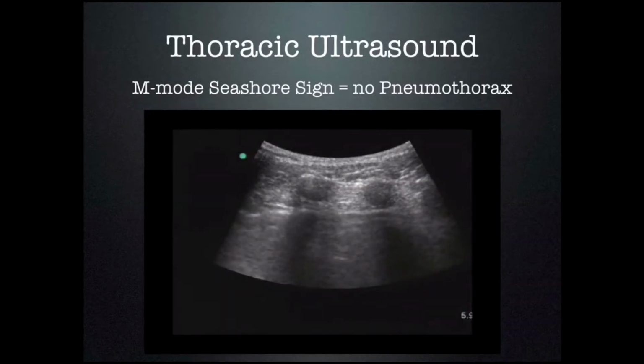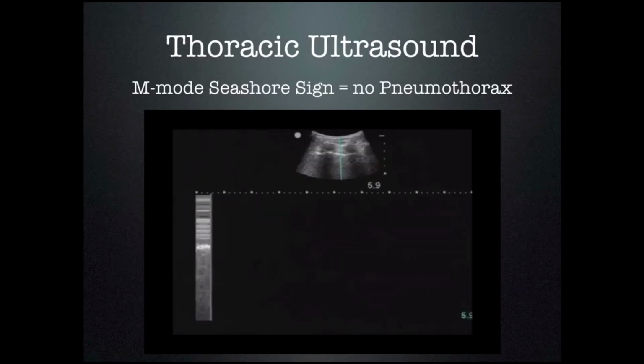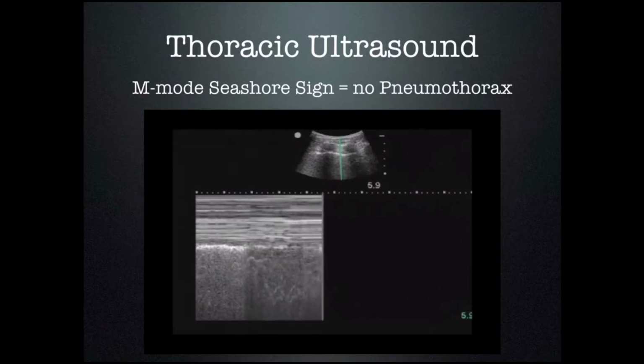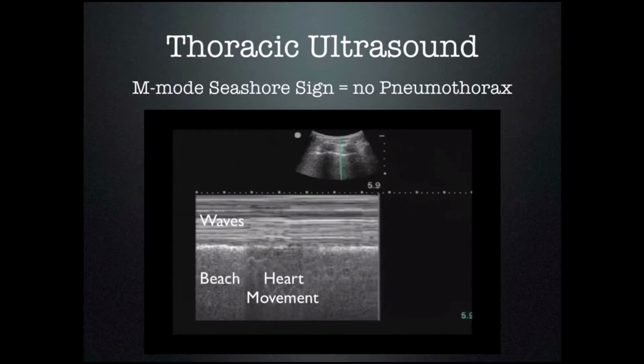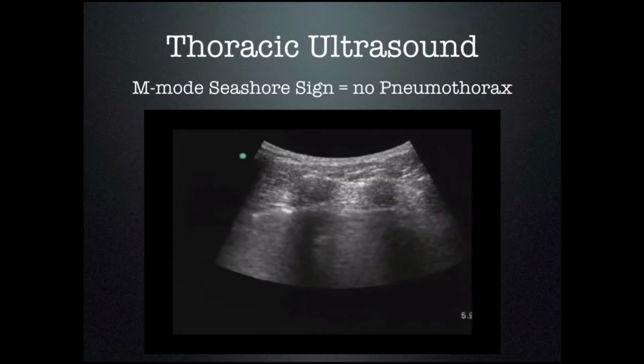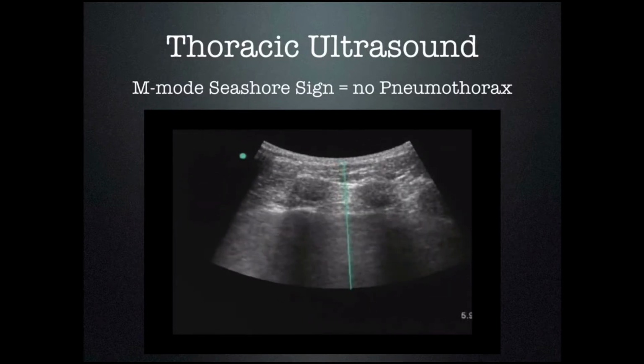So here's an example. We have our probe across the ribs. We've placed our M mode line through the lungs, and we see waves coming into the sandy beach. The other artifact you see is the heart. And if you can see the heart, there is not air between your probe and the heart. Therefore, there is no pneumothorax.